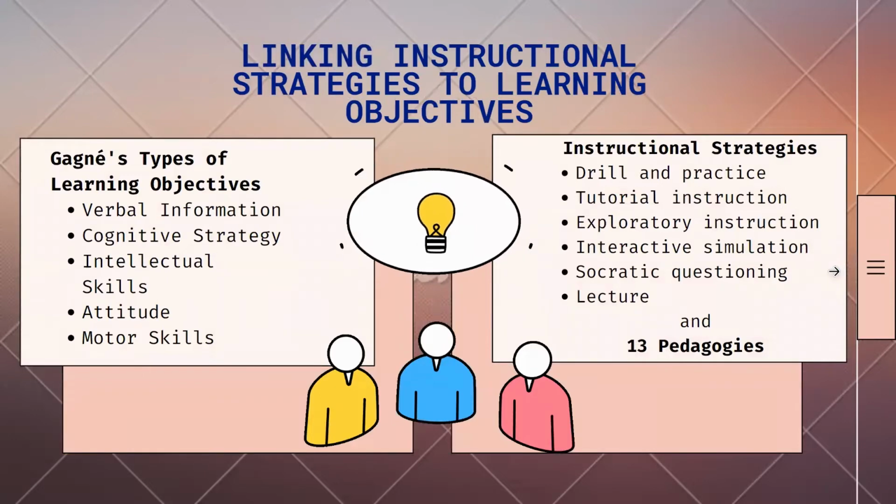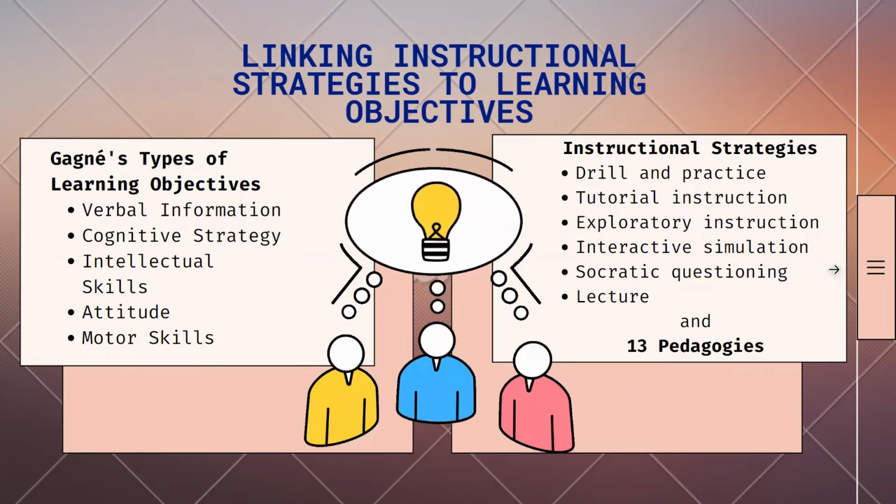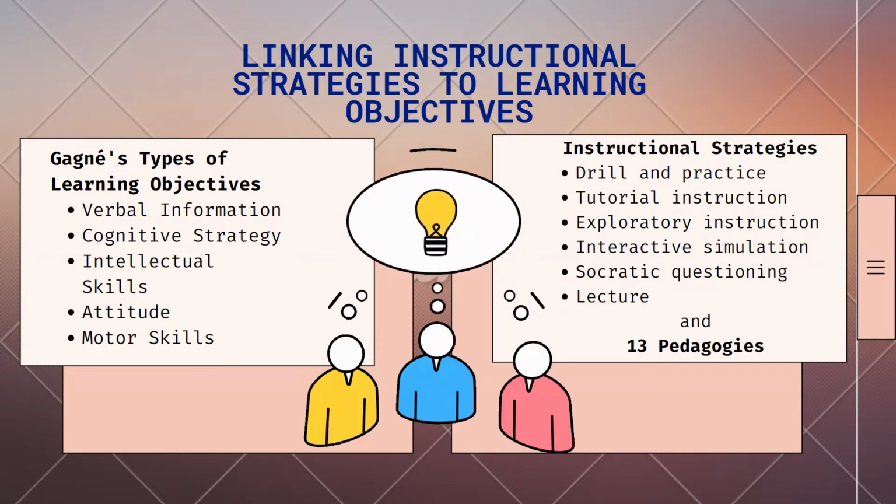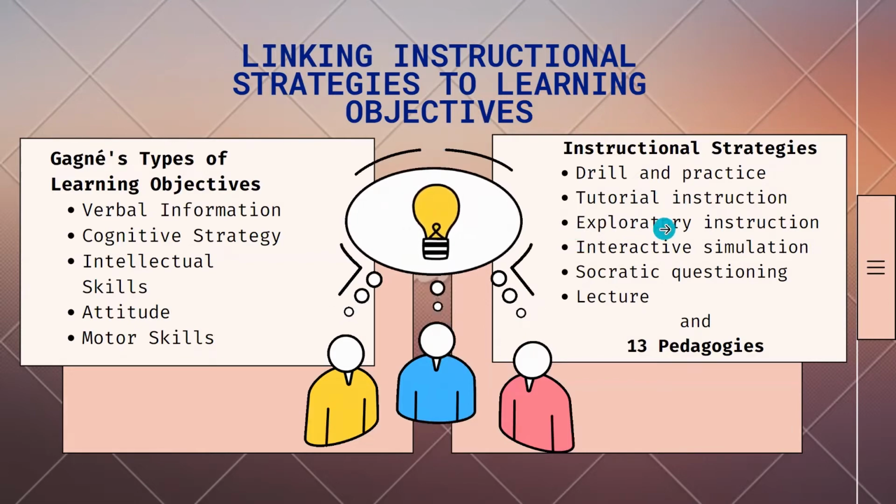Under linking instructional strategies to learning objectives, we have here Gagné's types of learning objectives, which are verbal information, cognitive strategy, intellectual skills, attitude, and also motor skills. And also under linking instructional strategies to learning objectives, we have the instructional strategies, which are drill and practice, tutorial instruction, exploratory instruction, interactive simulation, Socratic questioning, and lecture, and also other pedagogies.